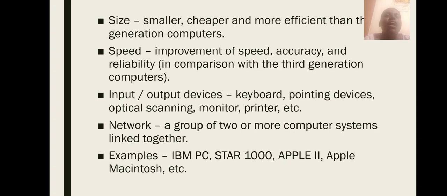The speed was an improvement in speed, accuracy, and reliability. The output and input devices are keyboard, pointing devices, optical scanners, monitors, printers, etc. The network is a group of two or more computer systems linked together. Examples are IBM PC, Star 1000, Apple II, etc.